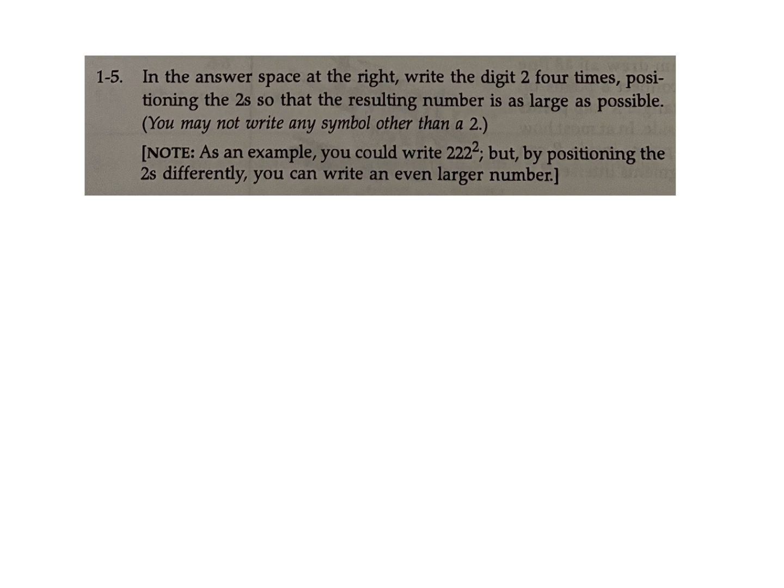In the answer space at the right, so I'm assuming here on your test paper, write the digit 2 four times, positioning the 2's so that the resulting number is as large as possible. You might not write any symbol other than 2. Example, you could write 2, 2, 2 to the power of 2, but by positioning the 2's differently, you can write an even larger number. Okay, so this is just experimentation.